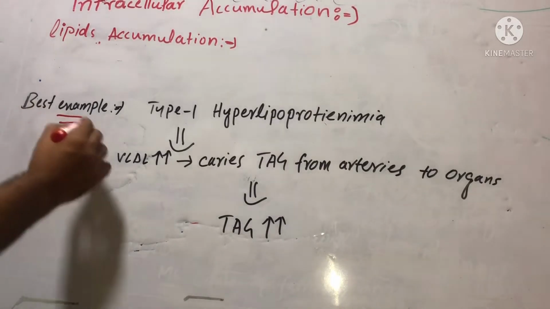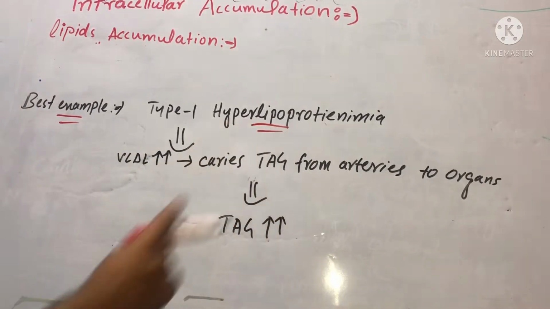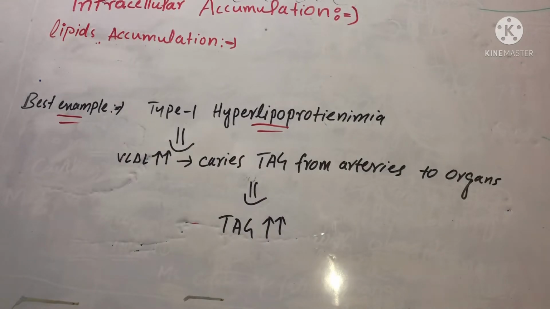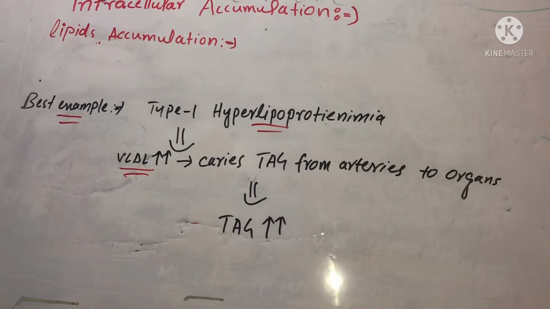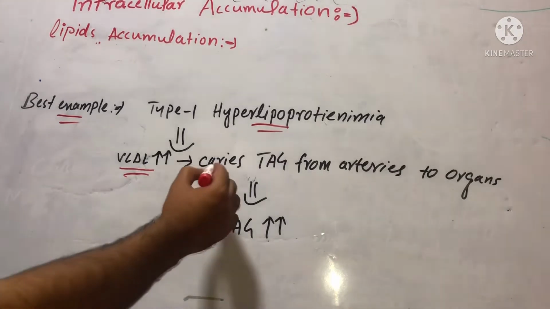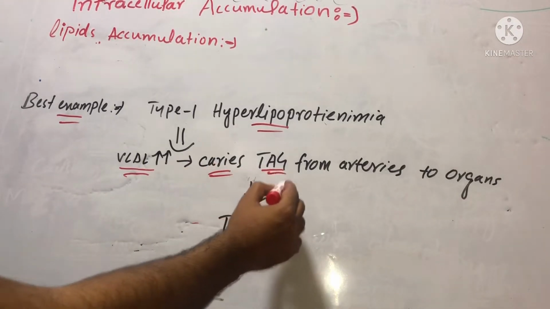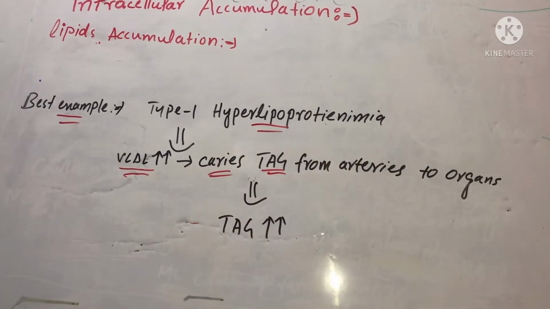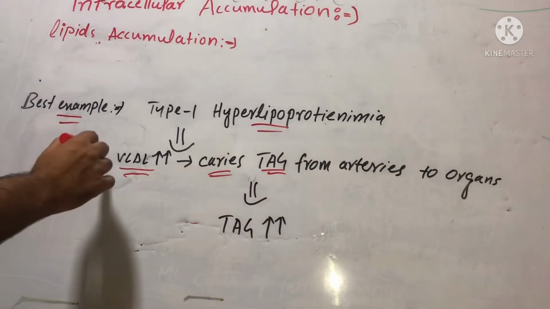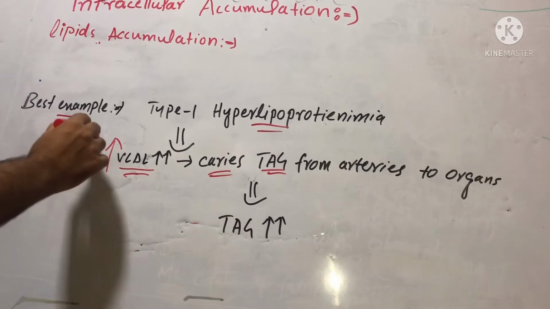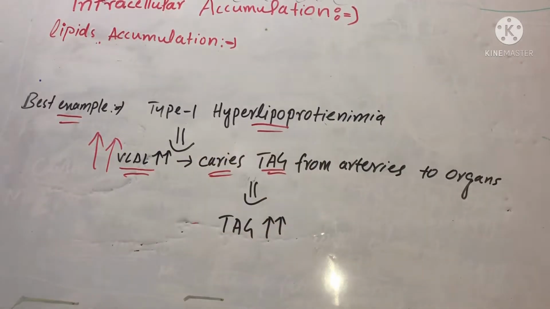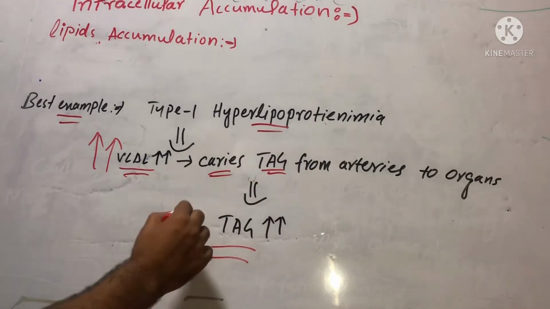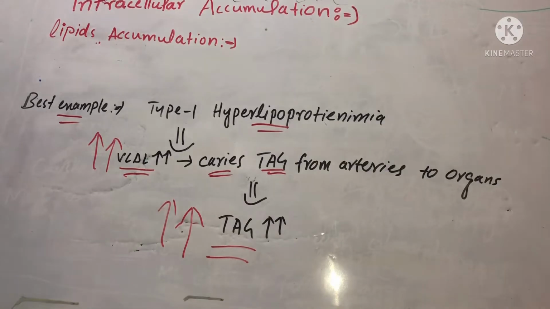The best example is type 1 hyperlipoproteinemia. In type 1 hyperlipoproteinemia, VLDL level increases. And the normal function of VLDL is that it carries triacylglycerol from arteries to organs. So, if the level of VLDL increases, there will be more carriers for triacylglycerol. So, triacylglycerol accumulation will occur in the organs.